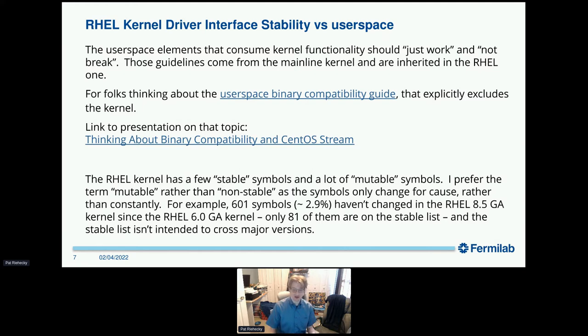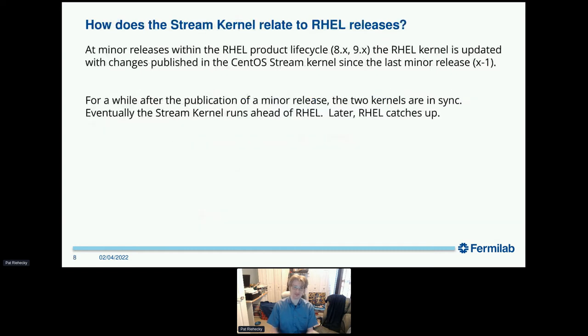For example, about 601 symbols, or approximately 2.9% of the whole kernel ABI interface, haven't changed in the RHEL 8.5 GA kernel since the RHEL 6.0 GA kernel, and only 81 of them are on the stable list. And if you remember, the stable list is not designed to cross major versions. So these are symbols that have been stable in the upstream kernel, and while they are not officially on the stable list, there's been no reason to change them, so they haven't changed.